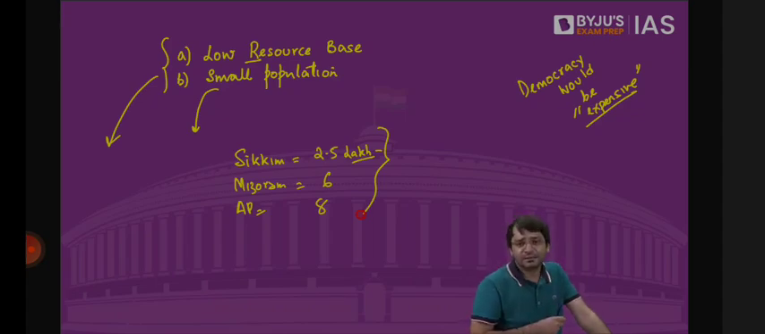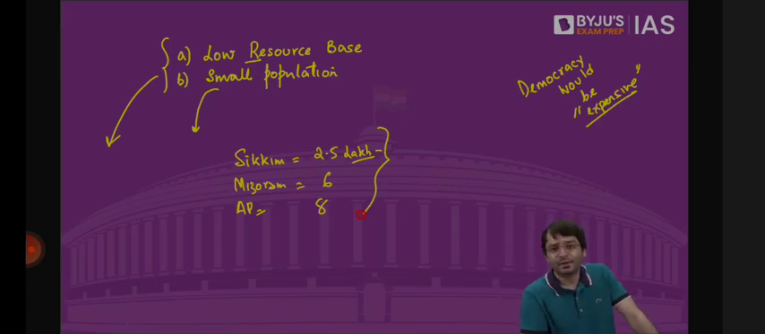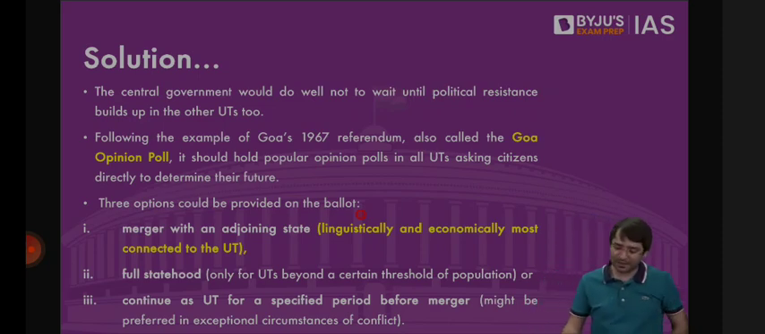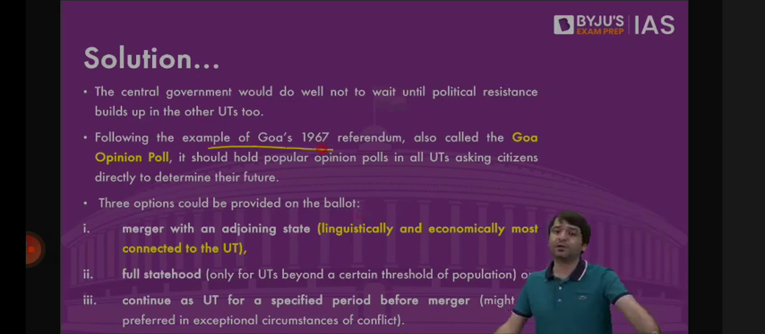In fact, the majority of the northeastern states used to be union territories. Now they are converted into states. So why should others remain union territories? Something happened in Goa. What happened in Goa? In 1967, there was a referendum in Goa. Although we don't call it a referendum, we call it the Goa opinion poll.